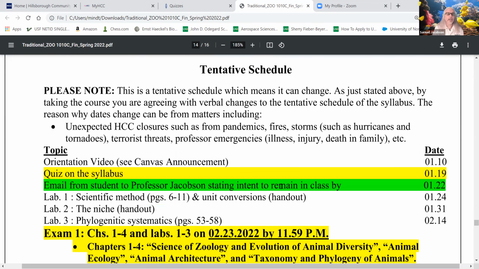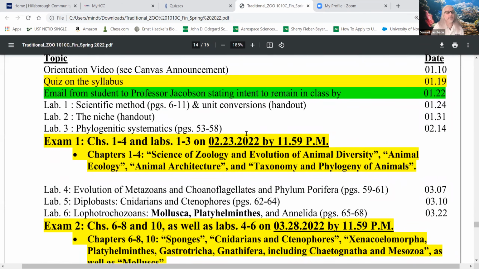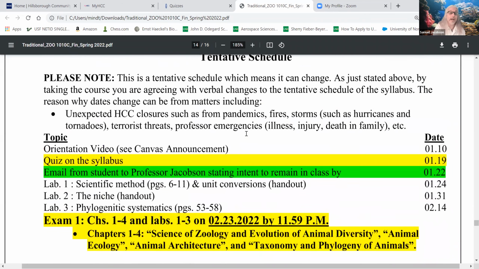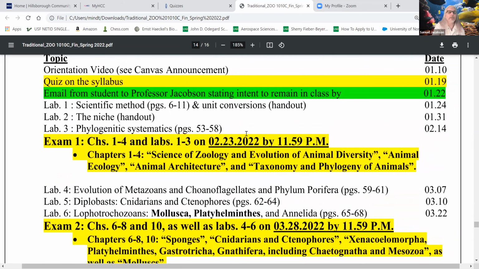Now, with that, tentative schedules are used because anything can happen in life. Look at this: pandemics, fires and storms and hurricanes and terrorist threats and emergencies, whatever it is, could get in the way of things happening, which is why they're tentative schedules. So notice with a tentative schedule, in a DLON class, outside of one of these happening, there really isn't a reason this would be changing dates. So hopefully today, the 10th, actually I'm filming this before the 10th, but hopefully for you on the 10th, orientation video.